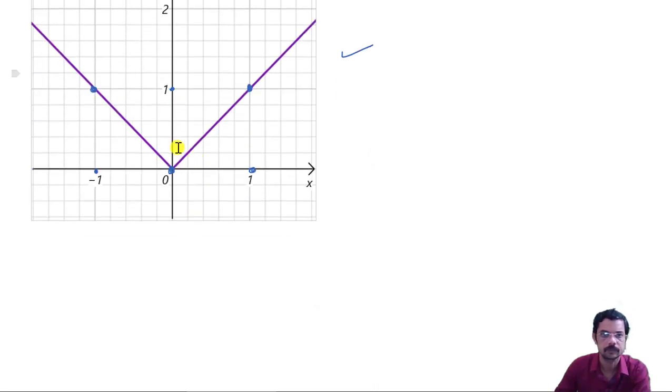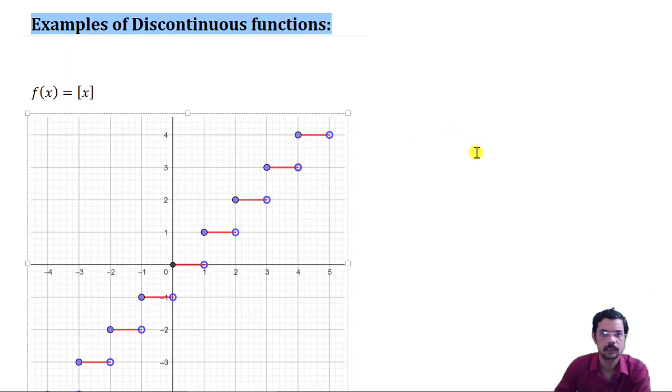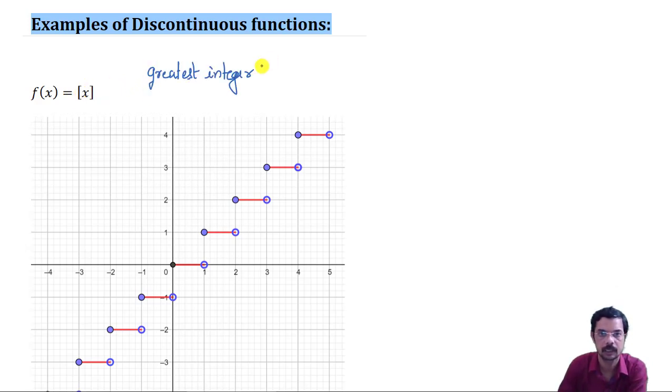Now we shall move on to some examples for discontinuous function. Let us look at this graph. This is the graph of the greatest integer less than or equal to x. Now let us analyze this graph. What is greatest integer? Greatest integer less than or equal to x.